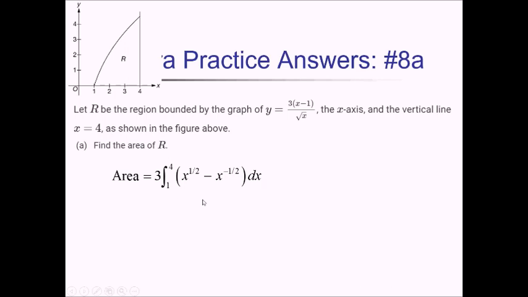Now I'm going to use my reverse power rule. So going left to right, this 1/2 bumps up to a 3/2, and we're multiplying by 2/3. So we have 2/3 x to the 3/2 power. We still have this 3 out in front, by the way. Don't want to forget about that. Now moving on here, this exponent bumps up to a positive 1/2. Dividing by that, we're actually multiplying by 2, so I have minus 2x to the 1/2. Evaluating all of this from 1 to 4.